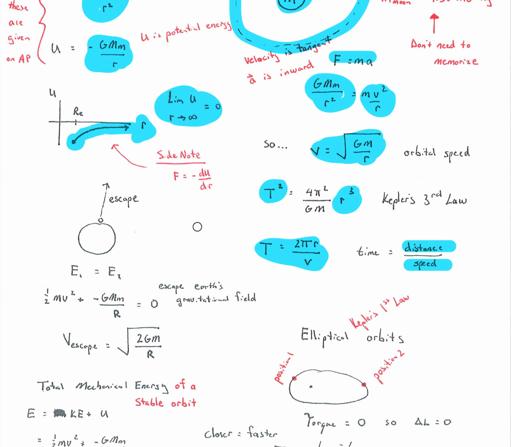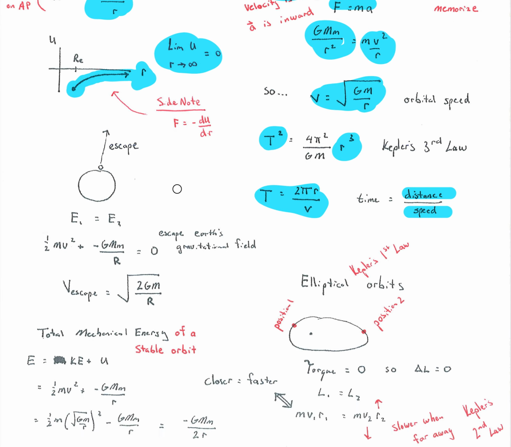Okay, so that was orbital velocity. Now let's talk about escape velocity. So we're on planet Earth. This is our planet Earth. And you're like a golf ball, and boom, you're going to smack it. And you want it to get going so fast, launched so fast, that it escapes Earth's gravitational field.